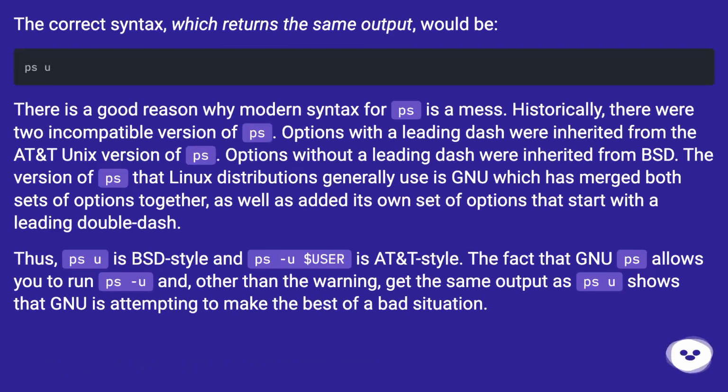The correct syntax, which returns the same output, would be: there is a good reason why modern syntax for ps is a mess. Historically, there were two incompatible versions of ps. Options with a leading dash were inherited from the AT&T Unix version of ps. Options without a leading dash were inherited from BSD. The version of ps that Linux distributions generally use is GNU, which has merged both sets of options together, as well as added its own set of options that start with a leading double dash. Thus, ps u is BSD style and ps -u $USER is AT&T style. The fact that GNU ps allows you to run ps -u and, other than the warning, get the same output as ps u shows that GNU is attempting to make the best of a bad situation.